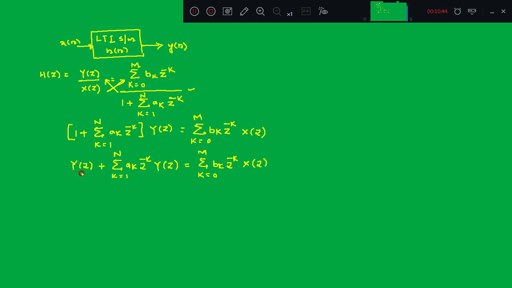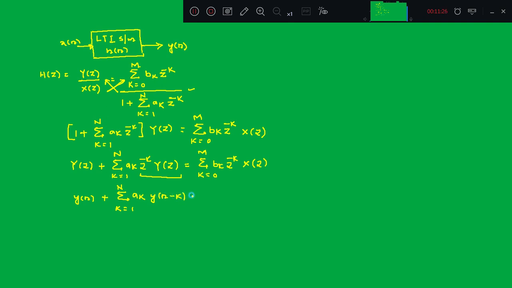Once you perform the cross multiplication, in order to have the difference equation in the time domain, you simply have to perform the inverse z transform on both LHS as well as RHS. So if I take the inverse z transform of Y of z, ultimately we will get y of n plus summation, which I will keep as it is, k is equal to 1 to capital N. This is the denominator coefficient ak, which I will not alter. See here, it is z raised to minus k Y of z. If you take the inverse z transform of this, what will you get in the time domain? You will get y of n minus k.